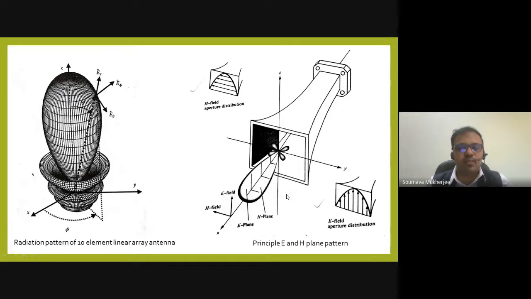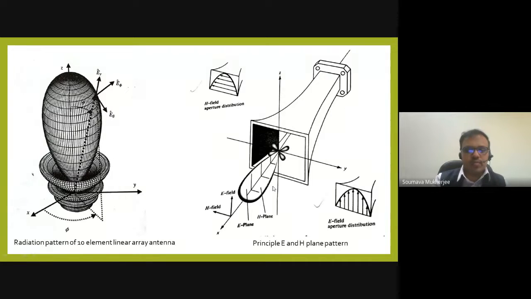So why is this important? Because constructing a 3D radiation pattern on plain paper is very difficult. So what people typically do is make a cut into a 2D plane. Which 2D plane do you need to cut? Typically people do the principal E plane pattern and the principal H plane pattern. That means where the electric field direction is and where the magnetic field direction is. These are the two cuts people typically do when they want to represent the radiation pattern in a 2D plane.